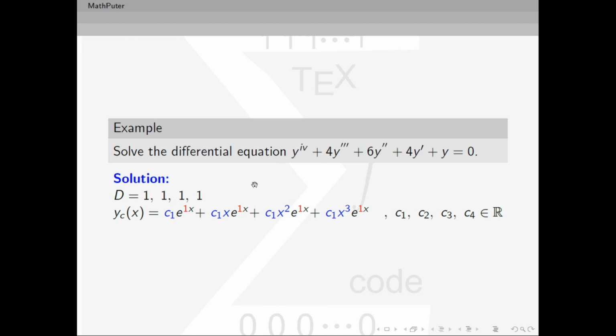In the next lecture, we shall discuss how we find the particular integral. Okay, thank you.